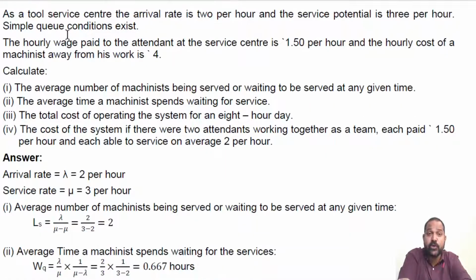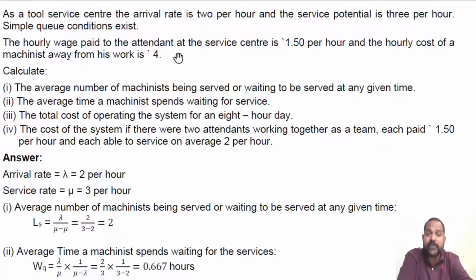Question number 5. At a tool service center, the arrival rate is 2 per hour. So 2 people come in per hour. And service potential is 3 per hour. Simple queuing conditions exist. So arrival rate is 2 per hour and service rate is 3 per hour. Fantastic. 2 by 3 is the value of my rho. What do you want from me?